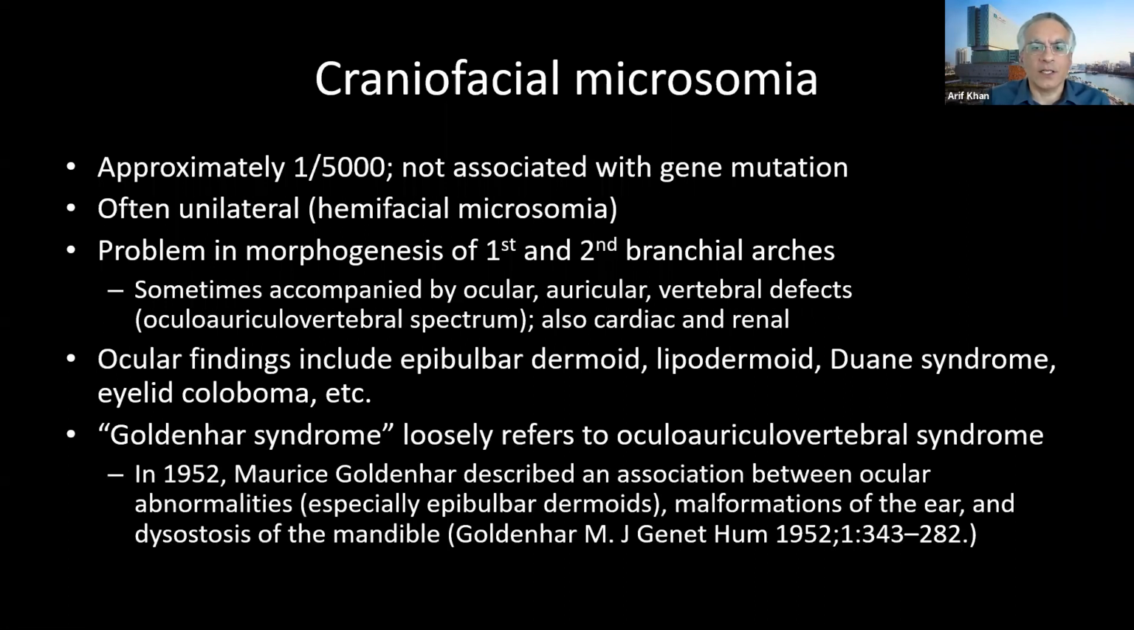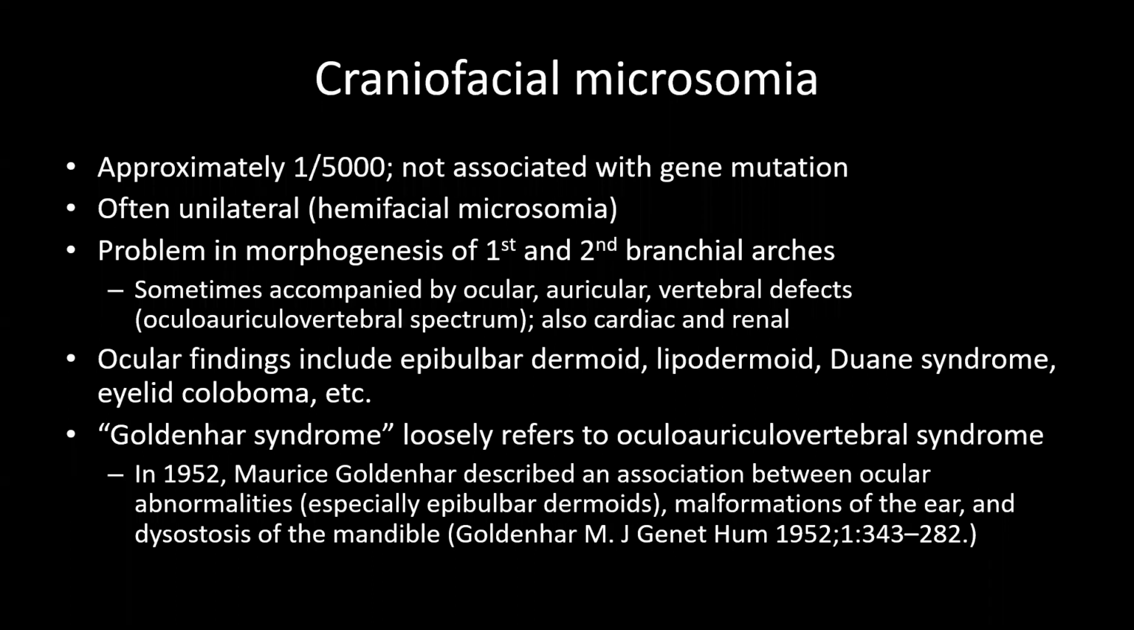Now, what's this about Goldenhar syndrome? In 1952, Maurice Goldenhar described an association between ocular abnormalities, particularly epibulbar dermoids, malformations of the ear, and dysostosis of the mandible. But it's not really clear what Goldenhar syndrome refers to, and there's not really a clear consensus on what it is. What it really is, it's typically hemifacial microsomia with some ocular defects and some auricular defects. Sometimes they have spinal defects, sometimes they have cardiac defects, sometimes they have renal defects.